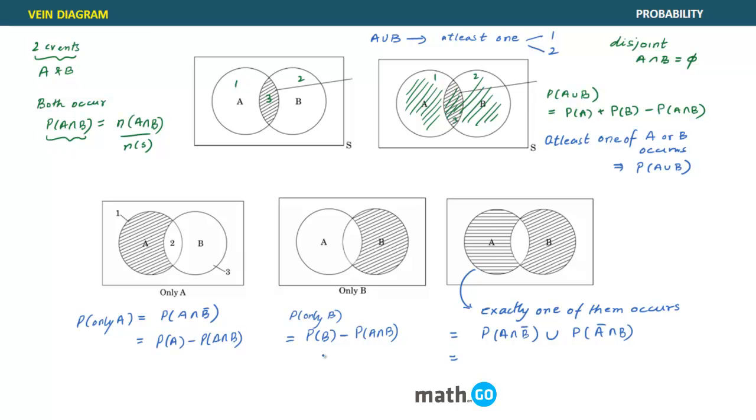So what you will do, you will just add these two. What answer you should get is probability A plus probability B minus 2 times probability A intersection B. So this is how Venn diagrams are used. If you understand this, all 5 diagrams, believe me, you will be able to solve all the questions based on 2 event Venn diagram questions.